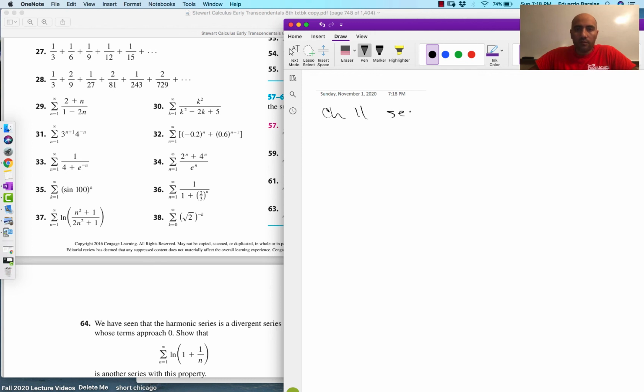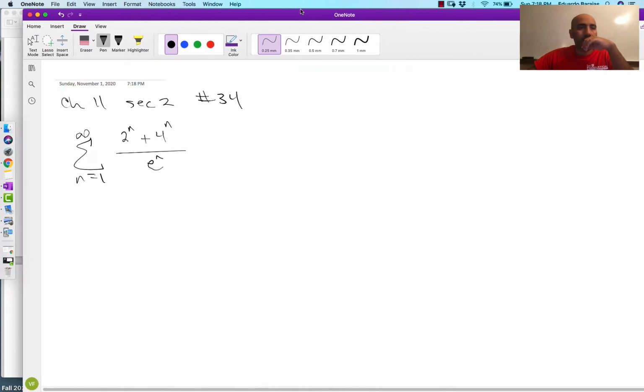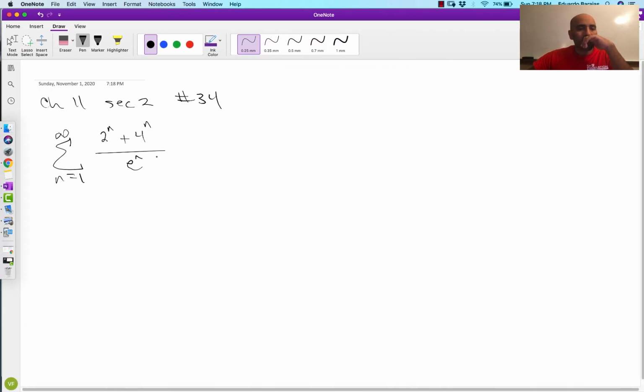Chapter 11, section 2, number 34. This one asks us to consider the series from 1 to infinity of (2 to the n plus 4 to the n) all over e to the n. Okay. e is 2.718-ish.